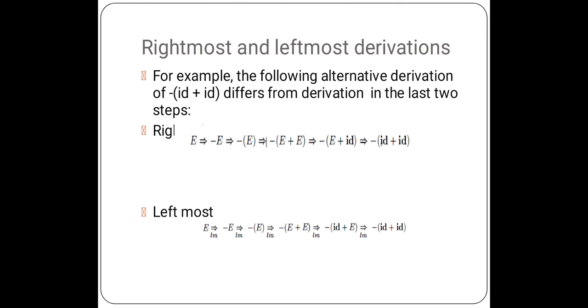In the first type, we are starting from the input string and then moving towards the start symbol. In the second example, for the leftmost derivation, we are starting from the start symbol and then moving towards the input string. So this is the difference that we have between the rightmost derivation and the leftmost derivation.